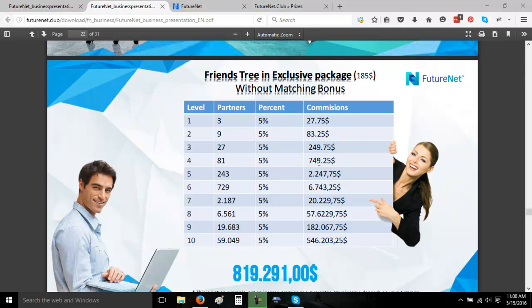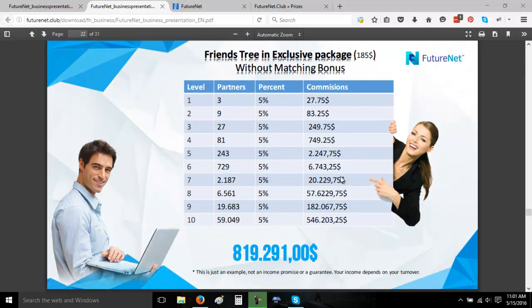Level 4, $749.25. Level 5 is $2,247.75. Level 6 is $6,743.25. And that's just off of 729 people. That's all it is actually on level 6.